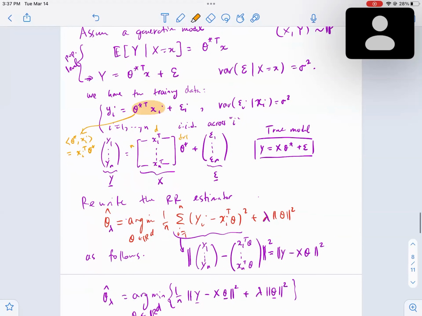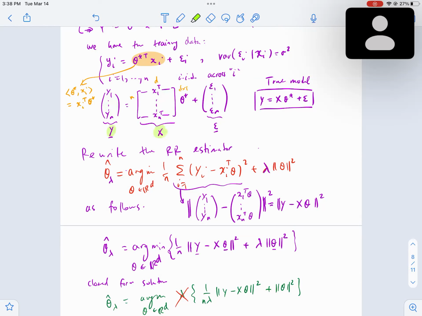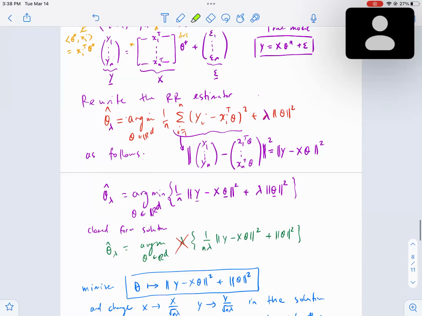And so now I have yi's, training data that are drawn from this model. So we generate the data according to this true model. I can write this in matrix vector form by introducing this vector y, matrix x, vector epsilon. And so you get y equals x theta star plus epsilon. That's your true model. And then I can write the ridge regression estimator in a similar fashion.